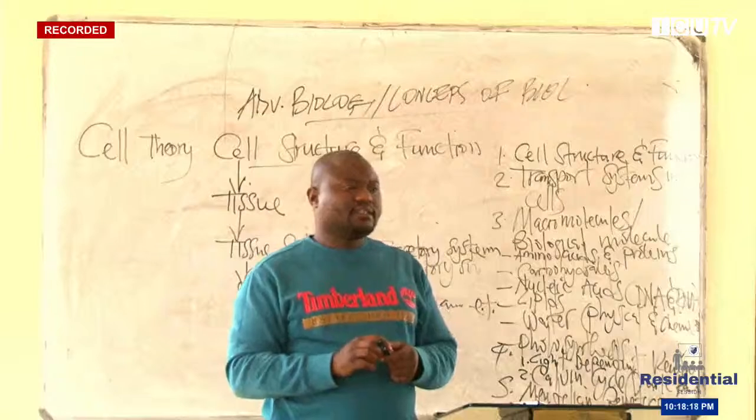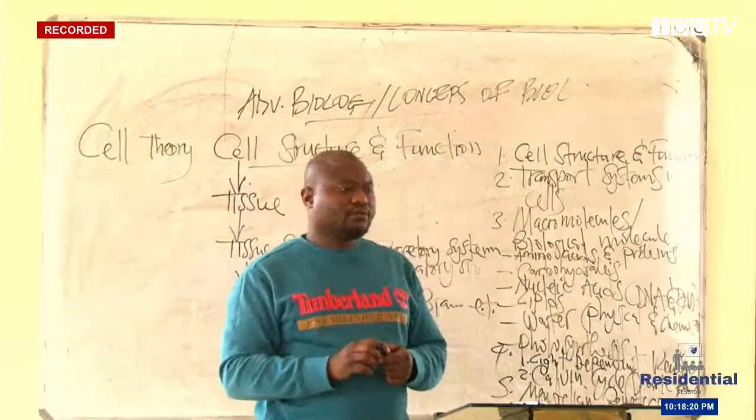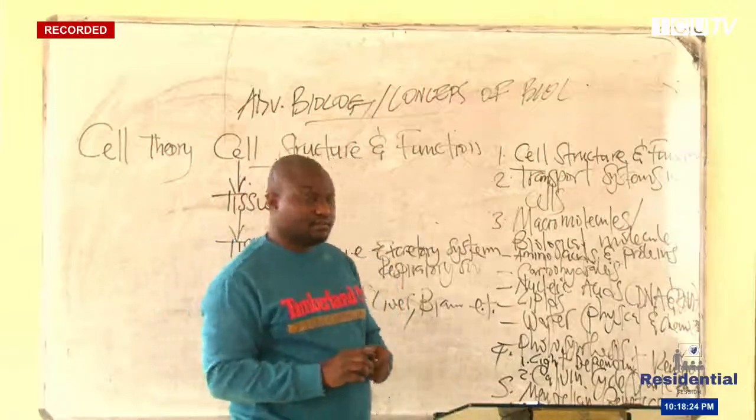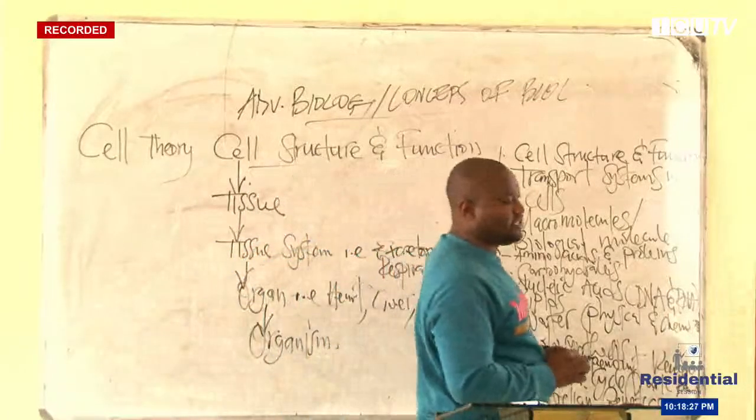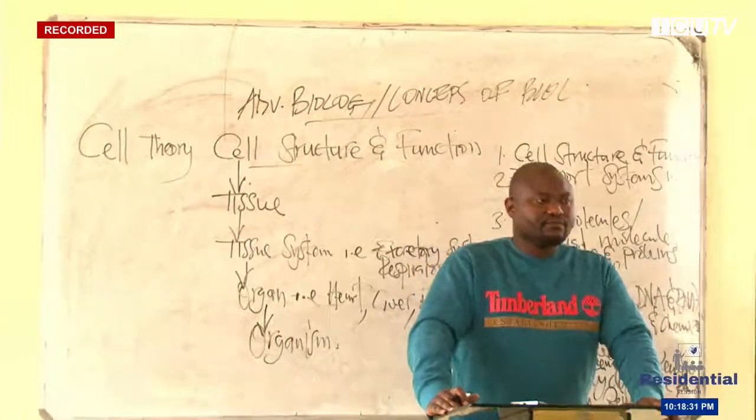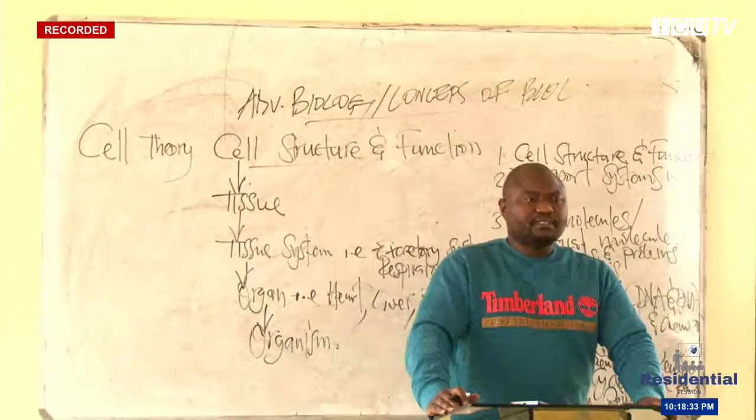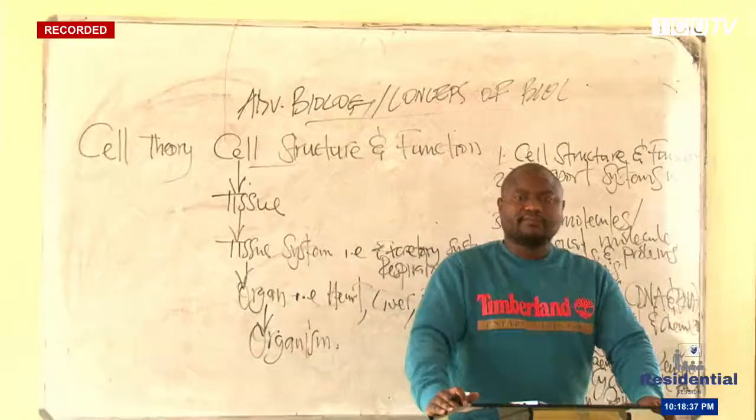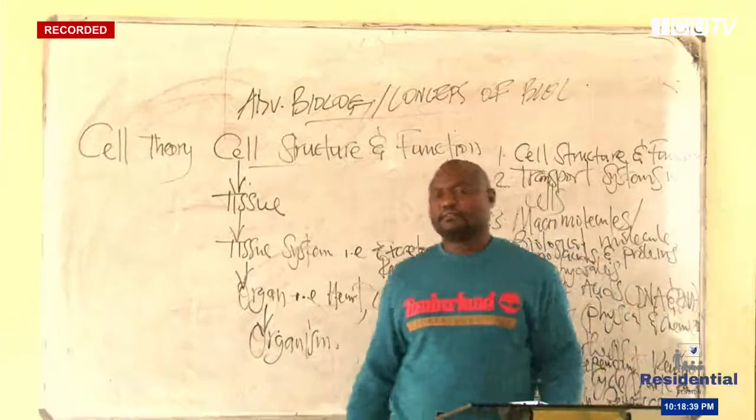and that all organisms are made up of cells. The last statement in the cell theory states that all cells come from the pre-existing cells altogether.